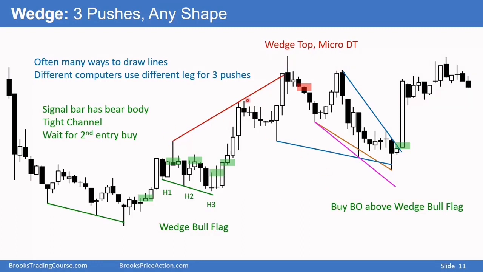Wedge top, 1, 2, 3, with a bear II, an inside bar with a bear bar. Traders will take that short. Micro double top, up here, and then down on that bar, and then up, and then down on that bull bar.